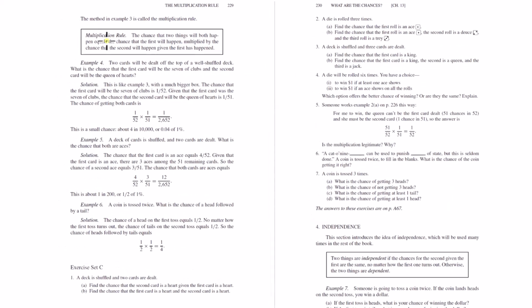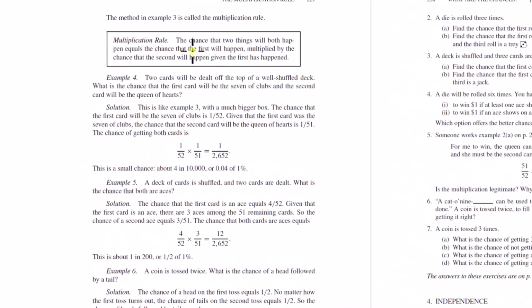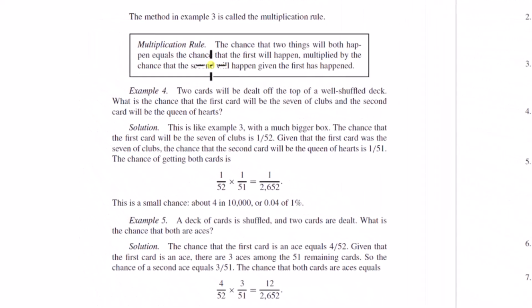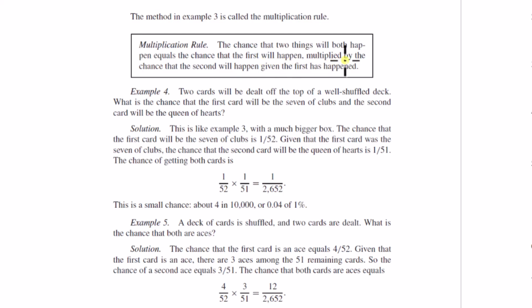Okay, and so now here's the official multiplication rule for probability. The chance that two things will happen equals the chance that the first will happen multiplied by the chance that the second will happen given the first has happened, right? It's not a conditional probability. It's that "and" criteria, the probability that two things will happen kind of at the same time. In the same way, the multiplication rule for counting counts the number of total outcomes for two events happening at the same time.